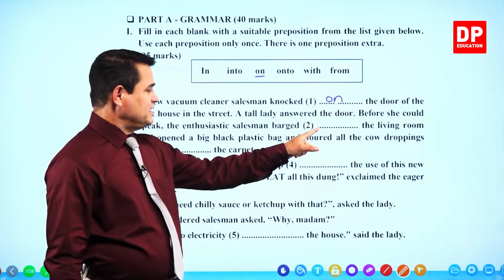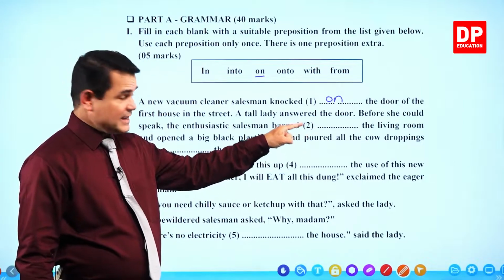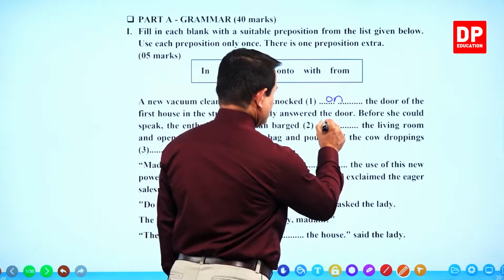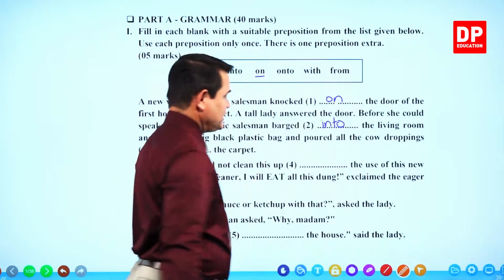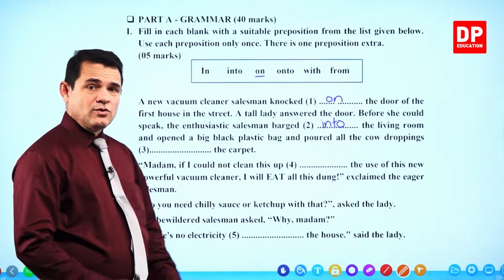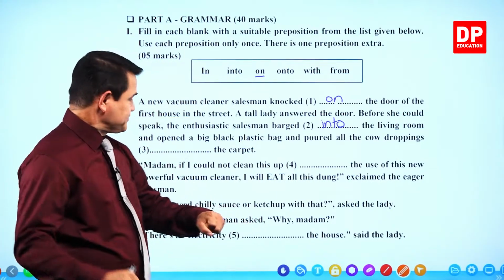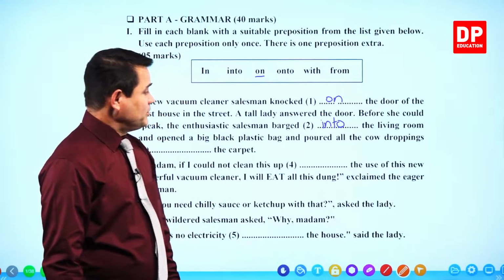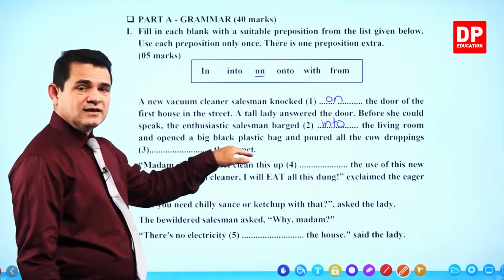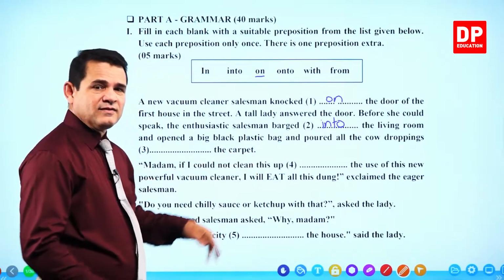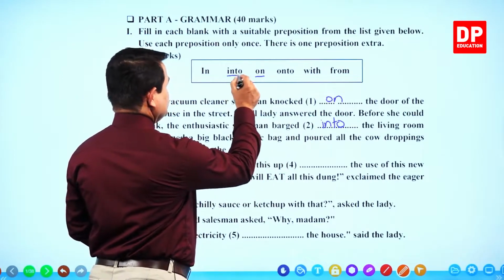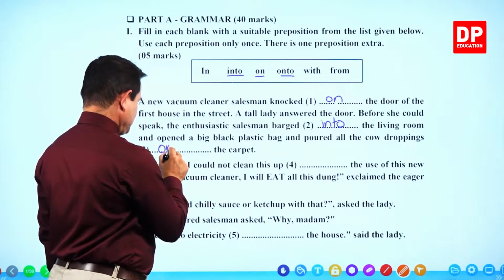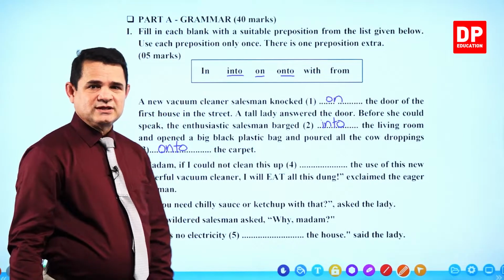Then what can be the word here? Barged ගේ ඇතුළට ආවා කියන්නේ එතකොට into the living room. Into the living room and opened a big bag, plastic bag, and poured all the cow droppings, the carpet එක උඩට දැම්මා. Then now we have used into, then උඩට නම් onto the carpet.